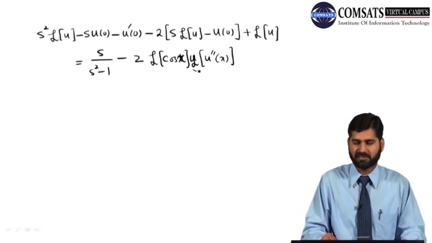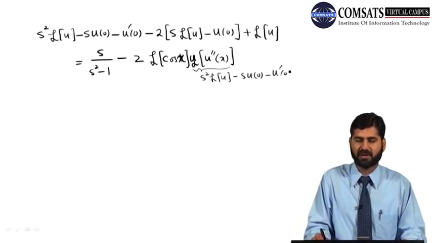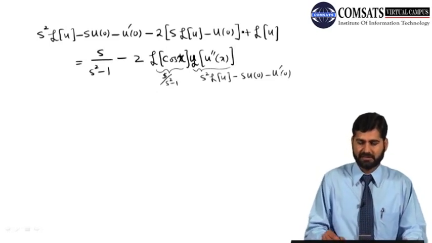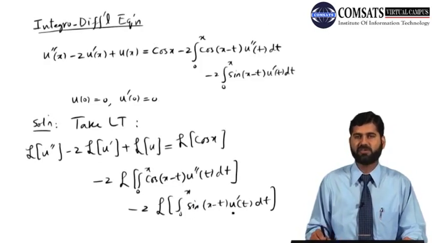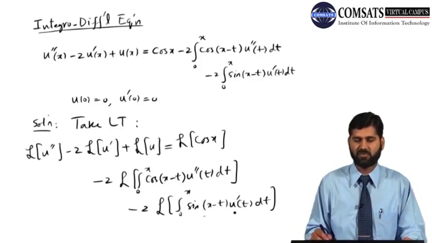And this Laplace of u double prime of x is again s square L of u minus s u(0) minus u prime(0). All right, so again I can substitute. So this is 1 over s square minus 1, times s. And the third term, the last term, was the convolution of sine and u prime.